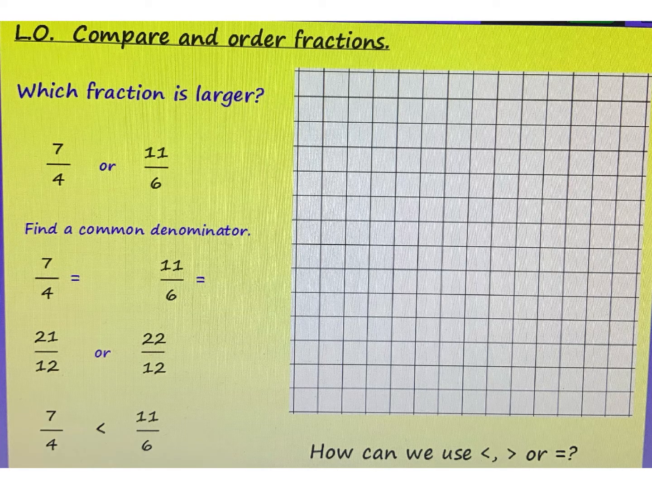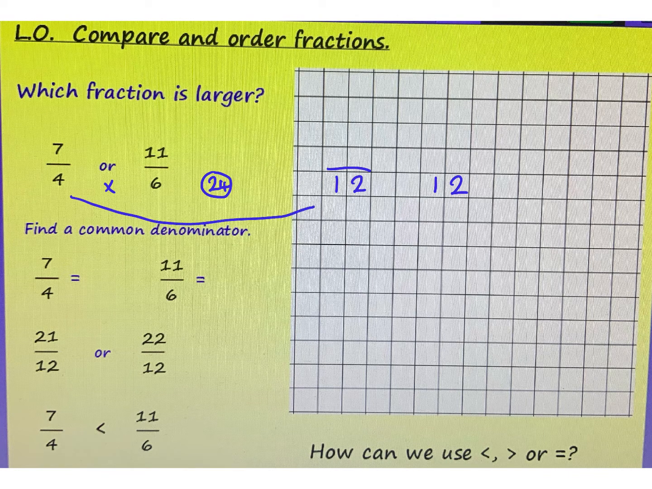Okay, moving on. So two new fractions. You'll notice that these are both improper fractions, 7/4 and 11/6. Again, we need to find something that they both have in common. So we could multiply them together to get 24. But those bright sparks amongst you might have spotted that actually 4 goes into 12 and 6 goes into 12.